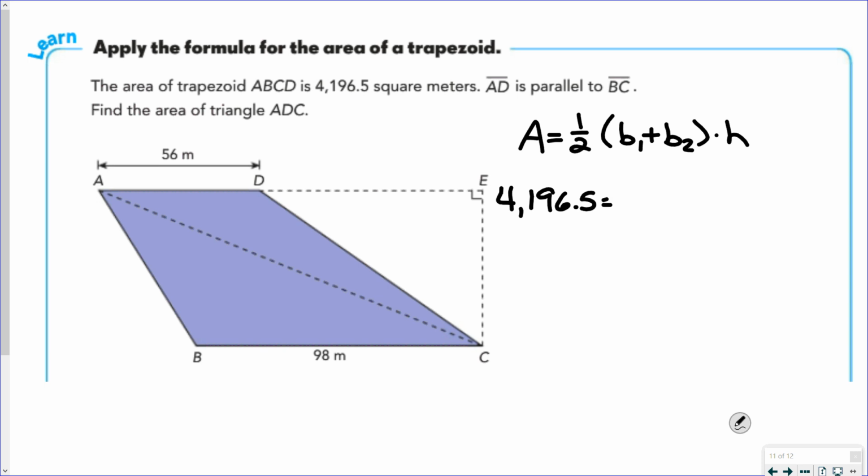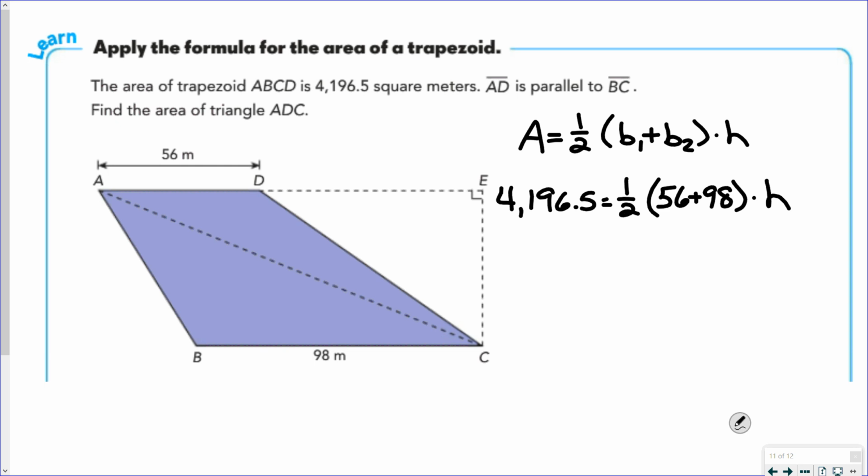So I'm going to take out area and put in 4,196.5. I know I'm going to have the half. And then I do have my two bases, so 56 plus 98. And what I'm missing is the height. So now we're just going to solve the equation much like we did earlier this year.